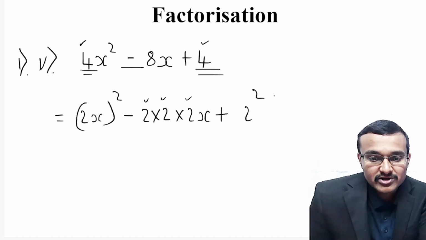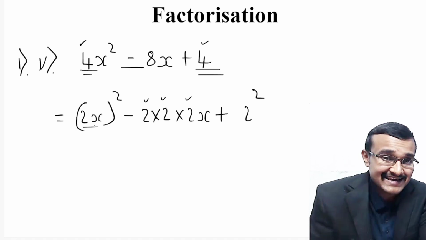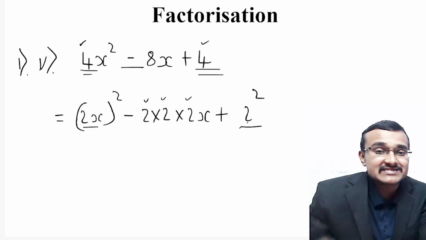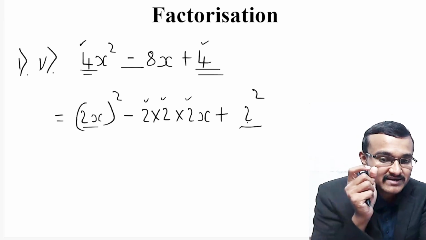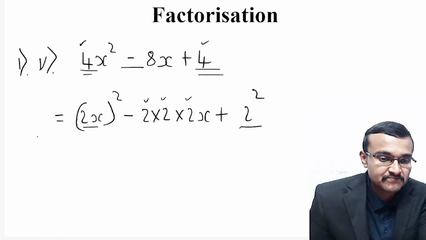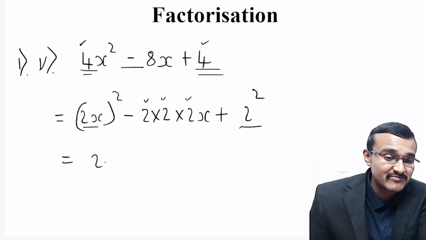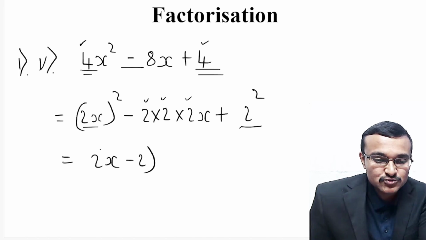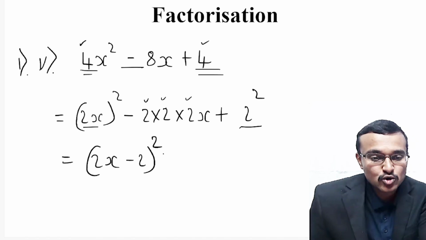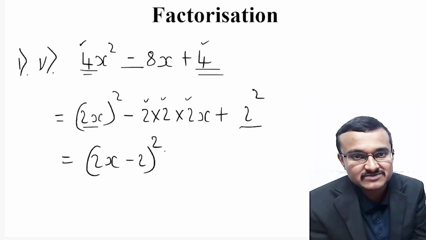Plus 4 can be written as 2 square. Here you can clearly see 2x is acting as a and this 2 is acting as b. So here you are getting the form of a square minus 2ab plus b square. So 2x whole square minus 2 into 2x into 2 plus 2 square can be written as 2x minus 2, that is actually a minus b whole square. Or you can write this as 2x minus 2 into 2x minus 2.